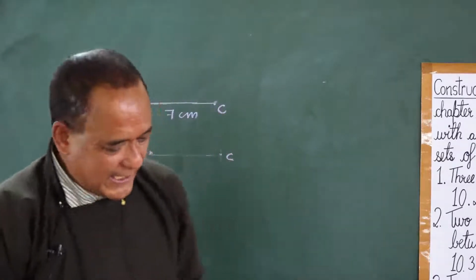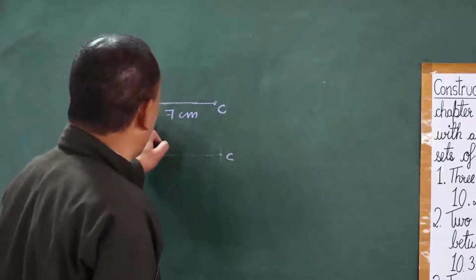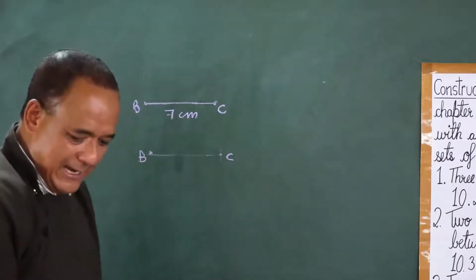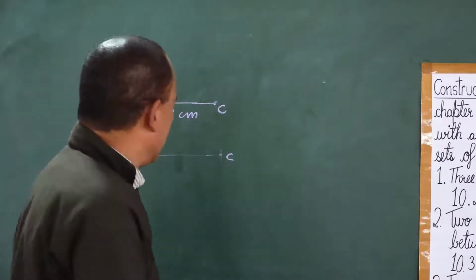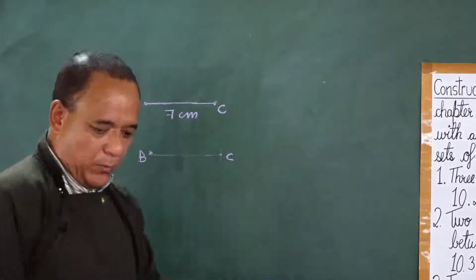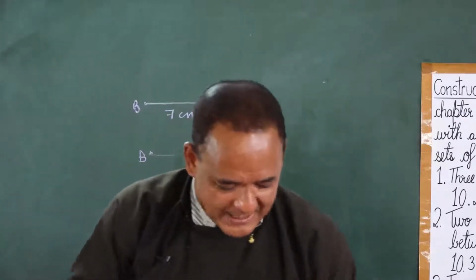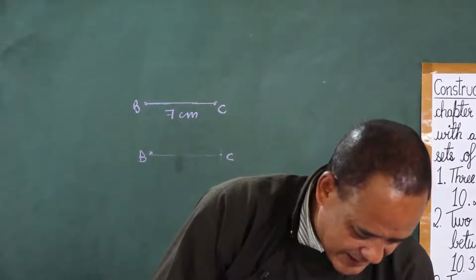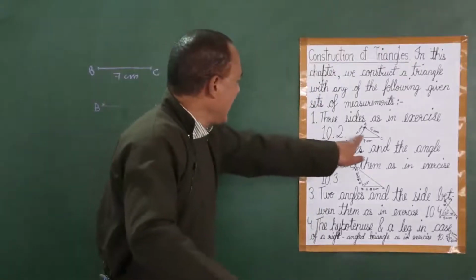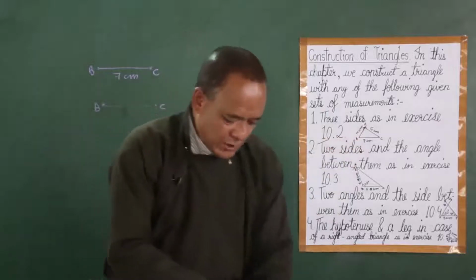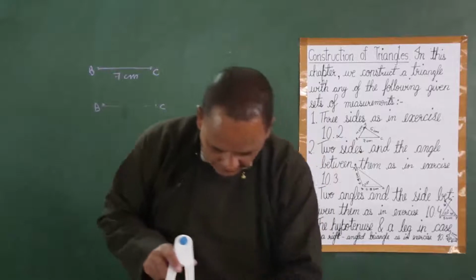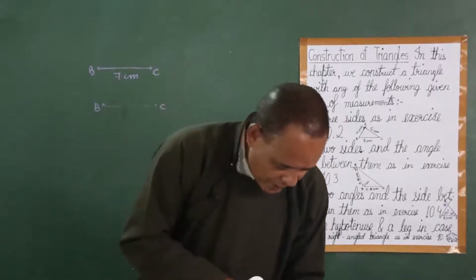So once you do that, now for example, I have already drawn this BC, and now what I do is I place the pointer of the compasses at 0 again. Look at it here. You have AB 4 centimeters. So open your compasses up to 4 centimeters.